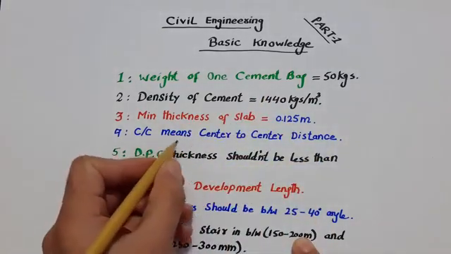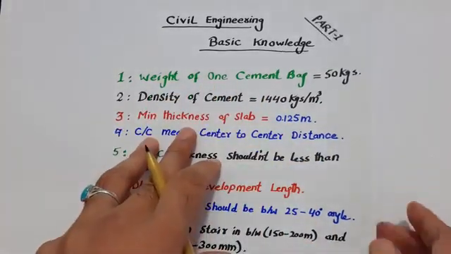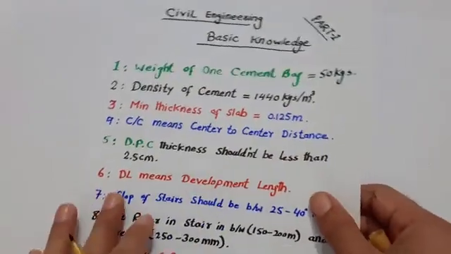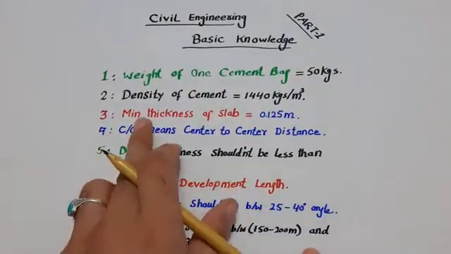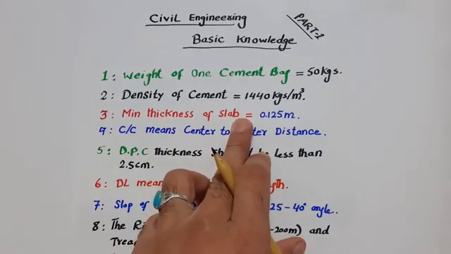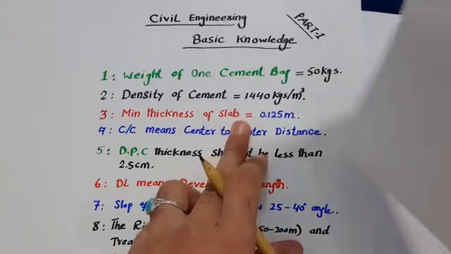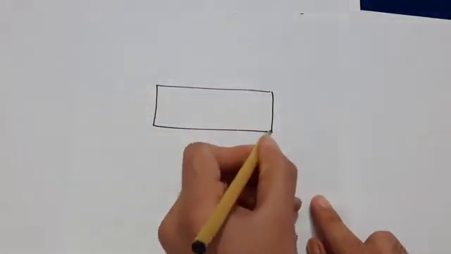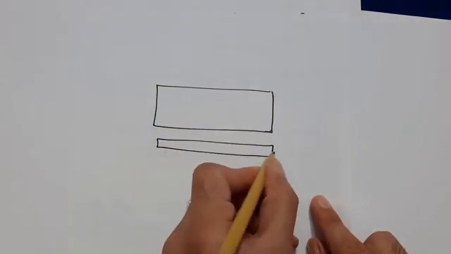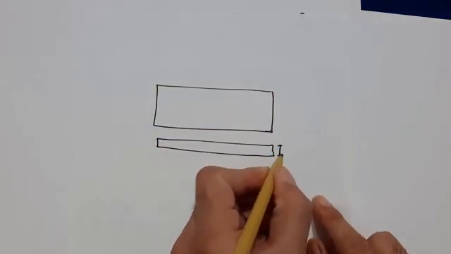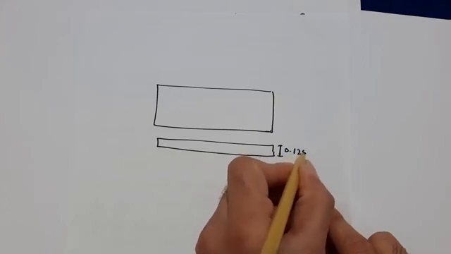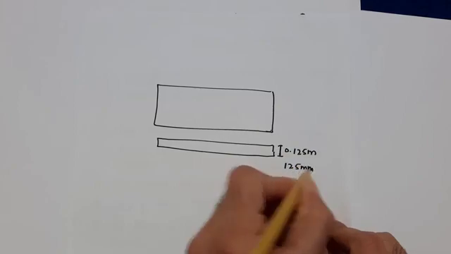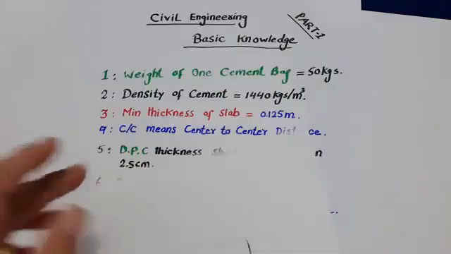Okay, the third one is, guys, minimum thickness of slab. Guys, we have about 15 points, as you can see, till 15 we have. All right, the third one is minimum thickness of the slab. Guys, you can see here, this is top slab. Okay, and this is the cross section. So the thickness of the slab should be minimum 0.125 meter or 125 millimeters.